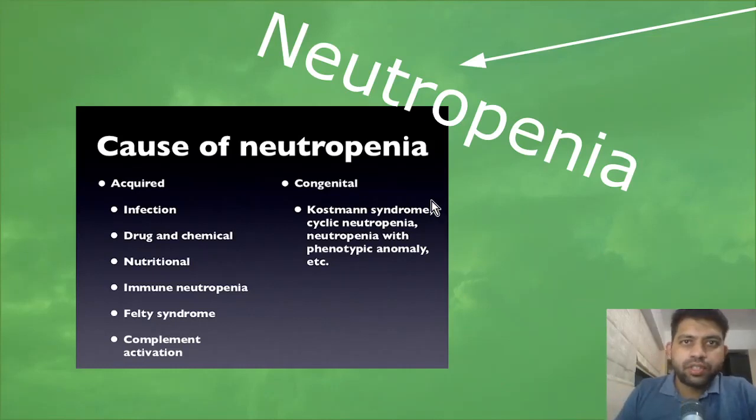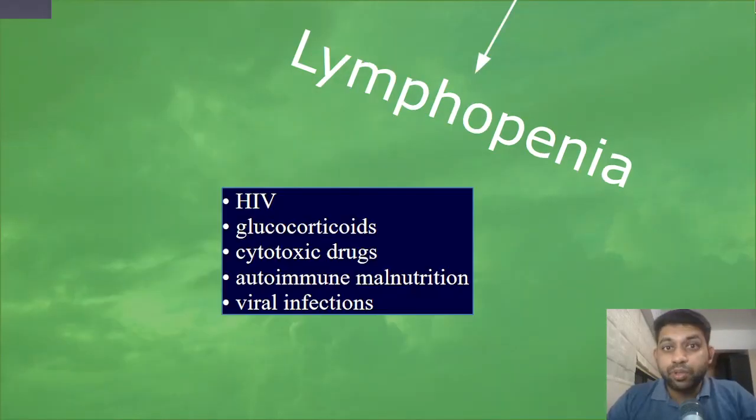There are congenital causes, like Kostmann syndrome, cyclic neutropenia, etc. are congenital or genetic causes of neutropenia, but the acquired ones are the most common. Then lymphopenia, probably the most common cause would be HIV, and of course steroids which doctors give, or any other cause of increased glucocorticoids in the body. Cytotoxic drugs, of course, anti-cancer drugs, malnutrition, other viral infections.